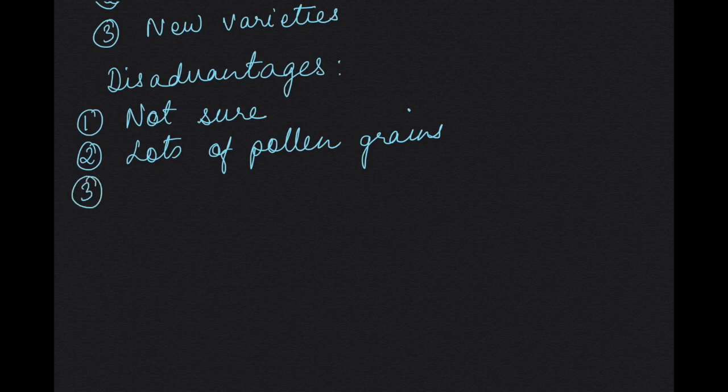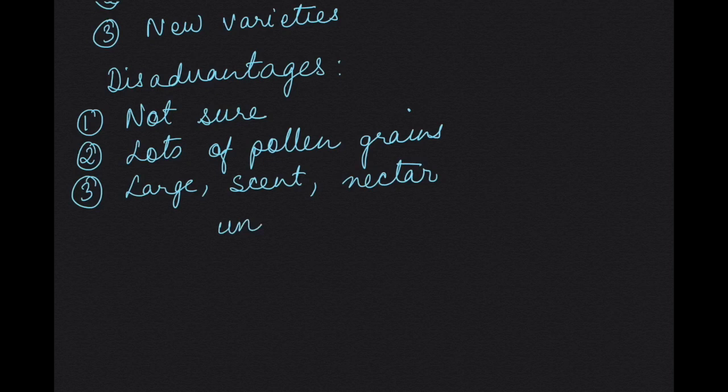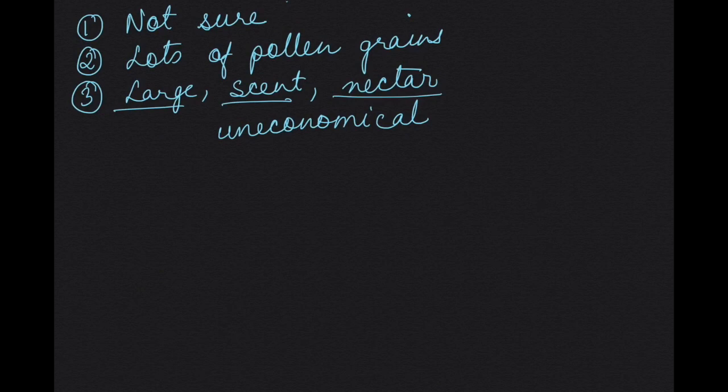And the third one is, to attract the pollinating agents for pollination, the flower must be large, it must produce scent, it must produce nectar, so it is uneconomical for the plant because a lot of nutrients is wasted for making the flowers large, for producing scent, and for making nectar. Okay, so these are the disadvantages of cross pollination. But you know, for the betterment of the species, cross pollination is very important, and nature also favors cross pollination.